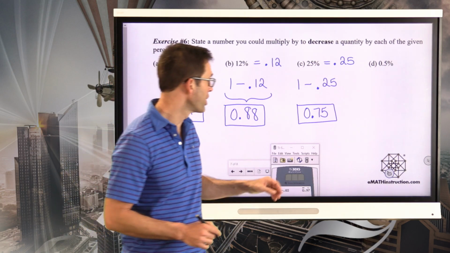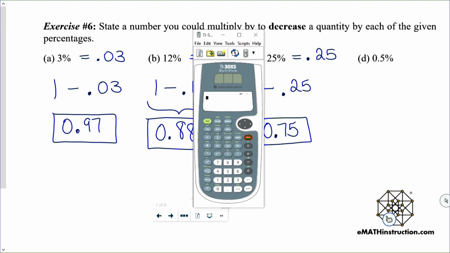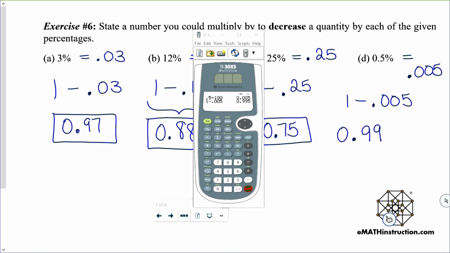Again, if that's a problem for you, then you take your calculator out, you say, all right, I need to figure out the decimal version of 0.5%, so I'm going to take 0.5 and I'm going to divide it by 100. All right, and that's going to be as a rate 0.005. I then do 1 minus 0.005. Let's do all of this on the calculator just to show you the whole process, and that would be 0.995.